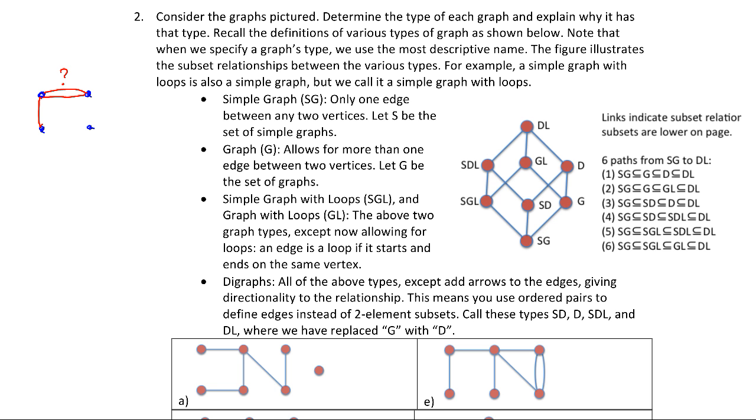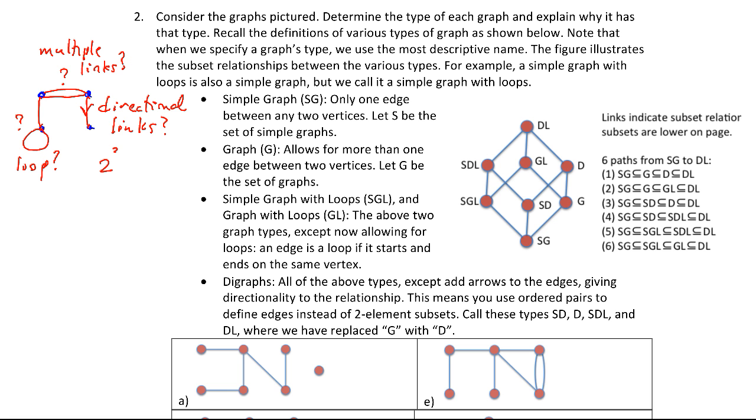The second question is, can we have a link that connects a node to itself, called a loop? And the third question we can ask is, do we have directional links, or directed links? Because there are three questions, and we can answer each with a yes or no independently of the others, we have 2 to the third, or 8 possibilities.